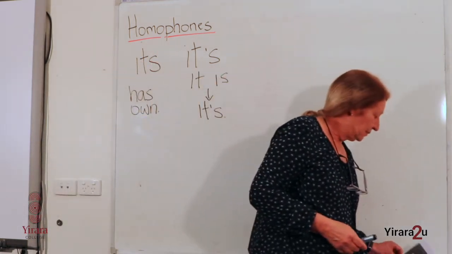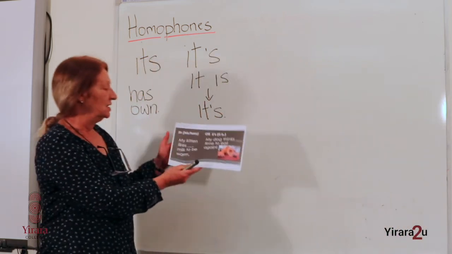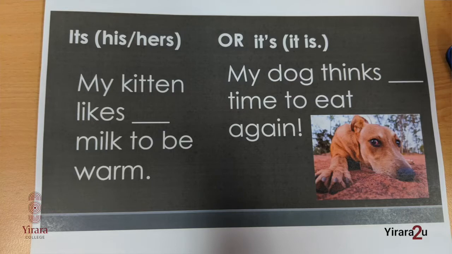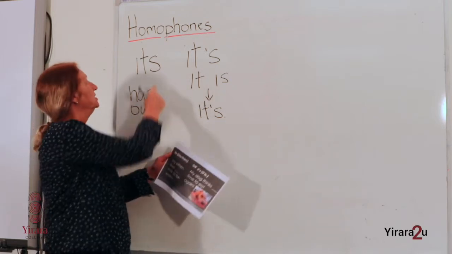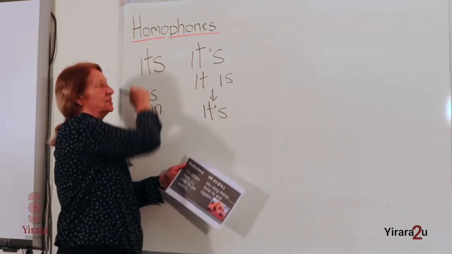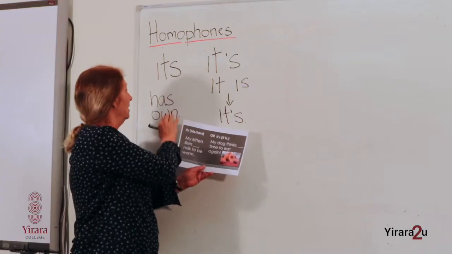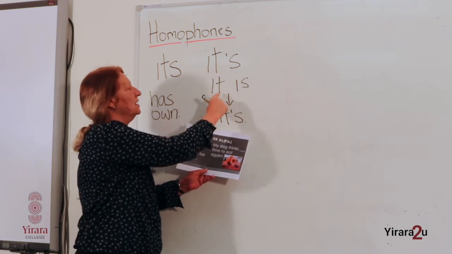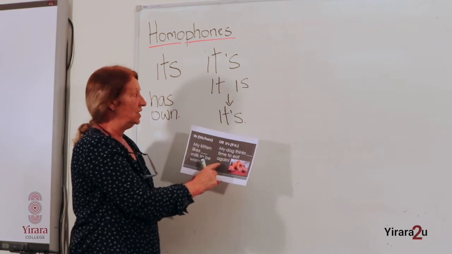So, for an example, here's a little example. My kitten likes its milk to be warm. So that kitten has milk. So we spell it with this one, it's. The second one is, my dog thinks it's time to eat. So it's not this it's, this one. It is time to eat. My dog thinks it is time to eat. This one.